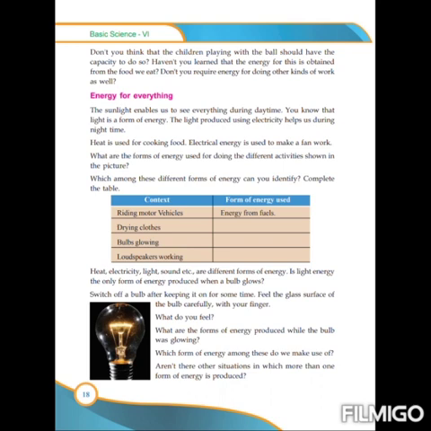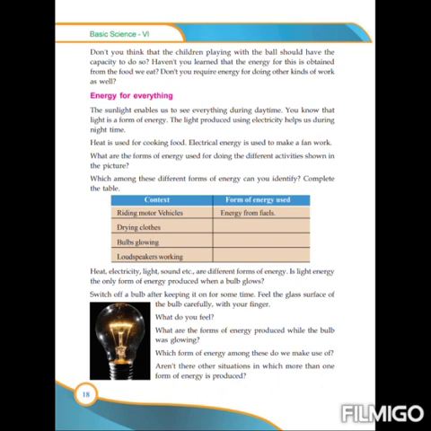What are the forms of energy used for doing different activities shown in the picture? Now, at the start of the chapter, we observed the picture. And we saw so many activities going on in that picture. And we have to think about which are the forms of energy used for doing those activities. Which among these forms of energy can you identify? Complete the table. Now here one table is given.